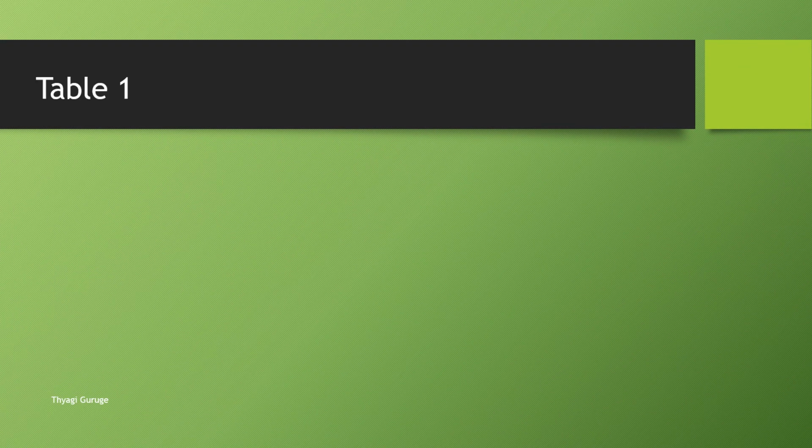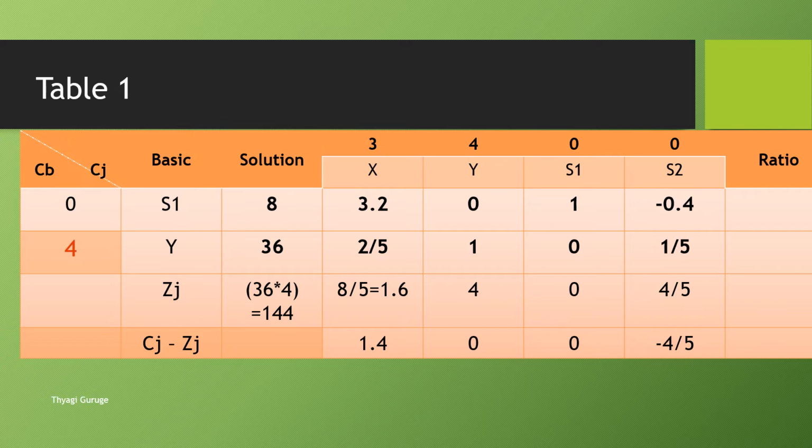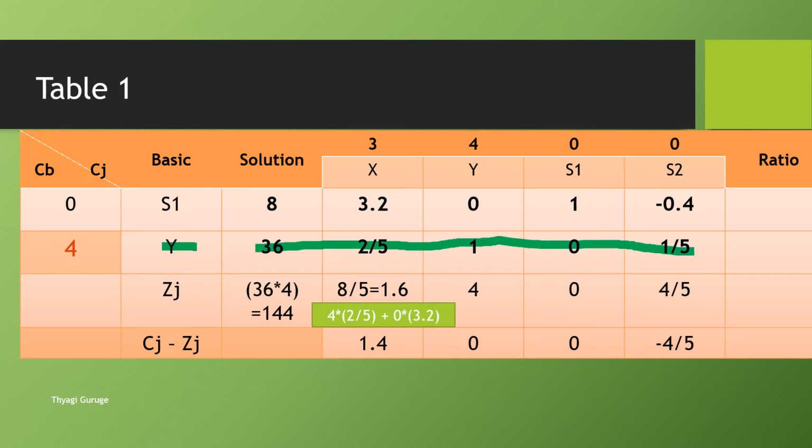So now in table 1, you can see we have taken y as the entering variable and we have replaced the values with the new solution values. And here we have put the value for the basic solution with our profit function. And then we have used the new row values for S as well.